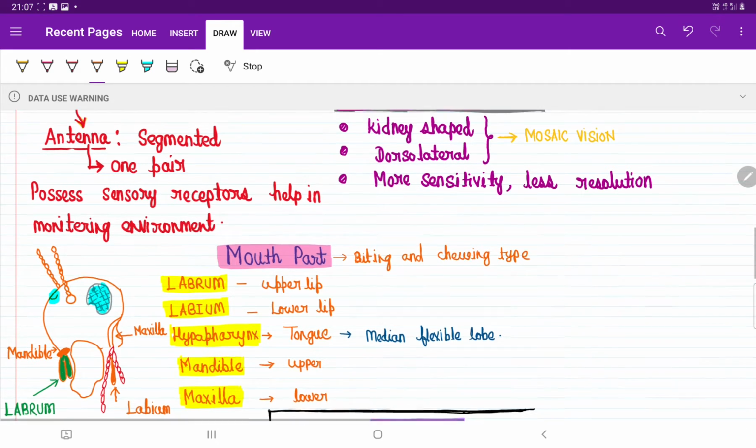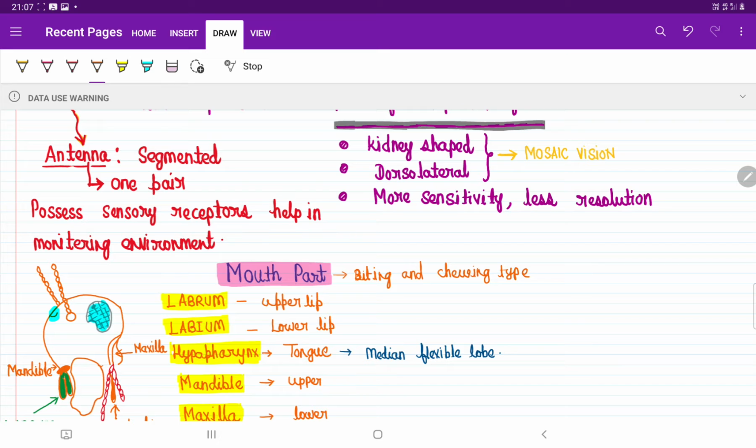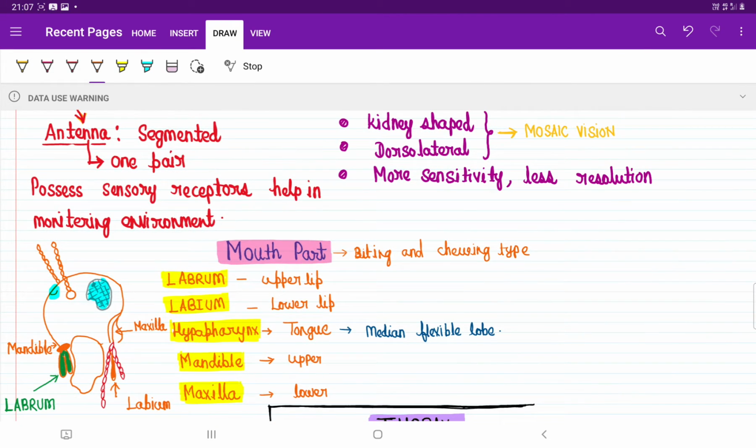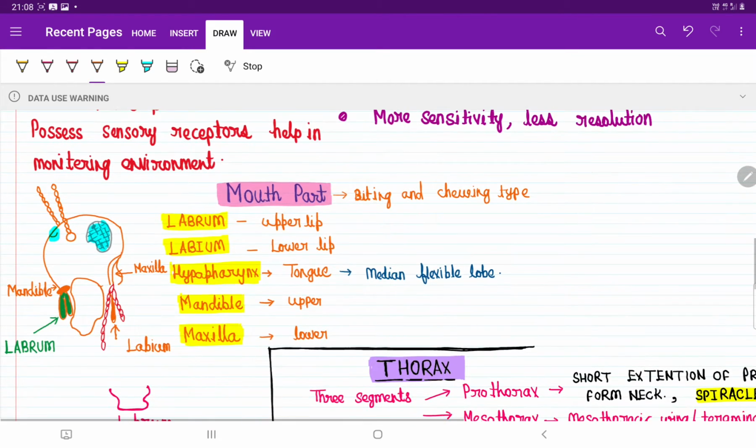One pair of segmented thread-like structures is present, and that is called antenna. This antenna monitors the environment of the surrounding. Now, what is the function of antenna? As we discussed, they have sensory receptors monitoring the surroundings. They have tactile receptors, which means touch receptors, and they have olfactory receptors also for smelling, right?